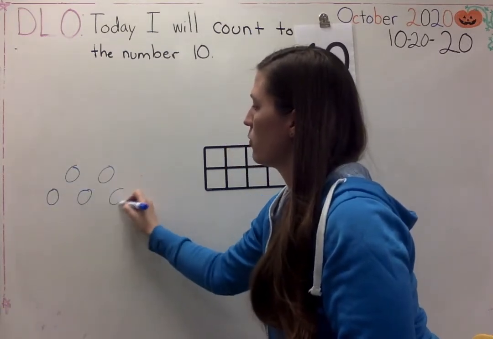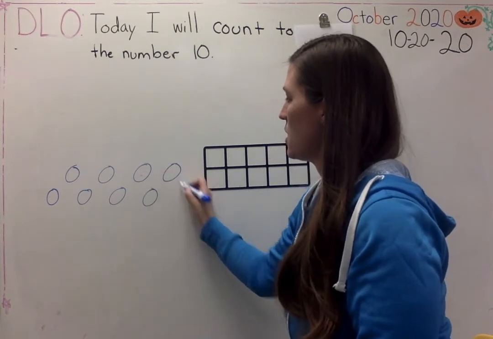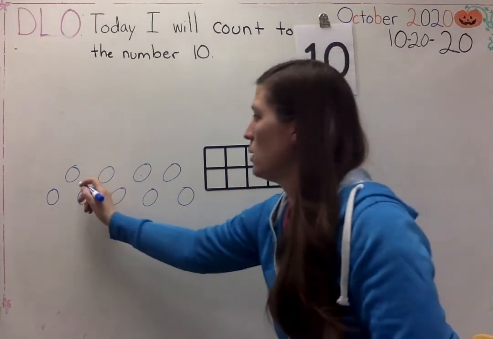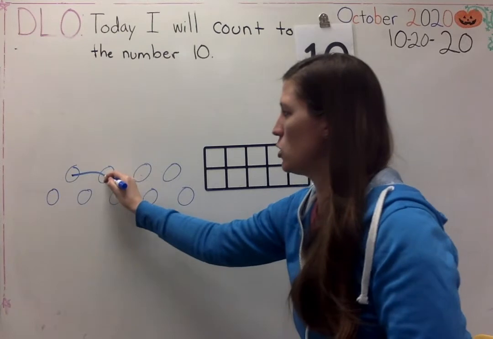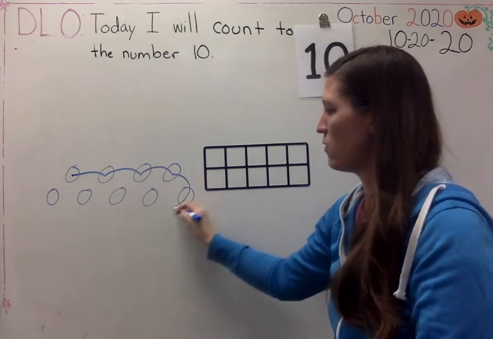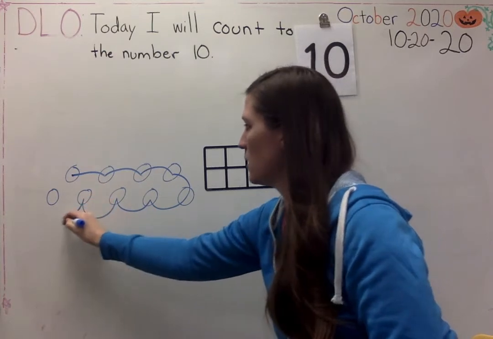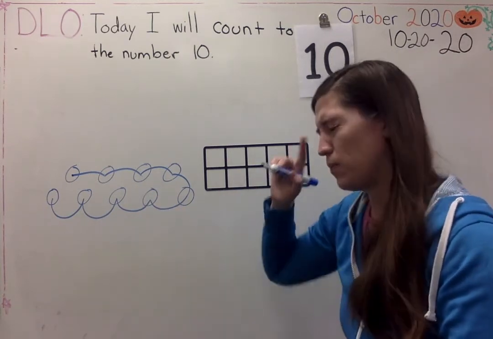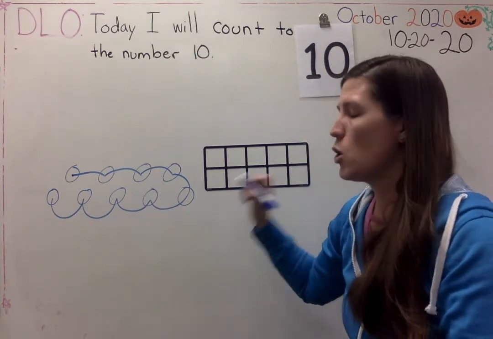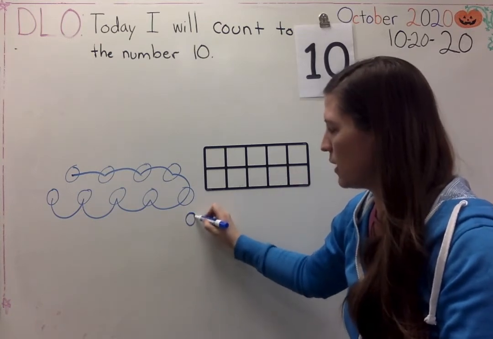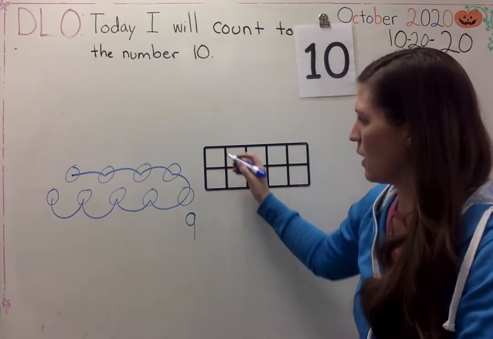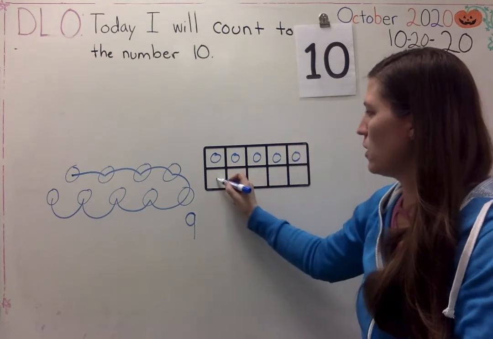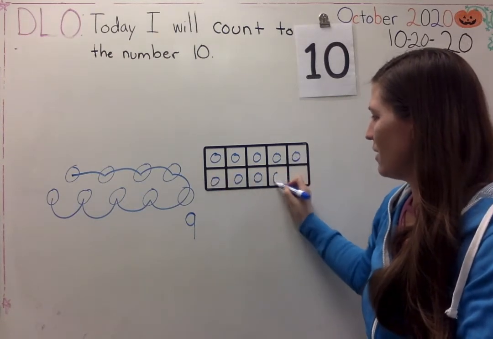3, 4, 5, 6, 7, 8, 9. I'm going to use the connect the dot method this time. Count with me. Ready? 1, 2, 3, 4, 5, 6, 7, 8, 9. I counted 9 again. Now I'll fill in my 10 frame. Oh, I have 9. I want to not forget what number I counted, so I'll write the number 9. Make a loop and then a line. That's the way you make a 9. Count with me to fill it in. Ready? 1, 2, 3, 4, 5, 6, 7, 8, 9.